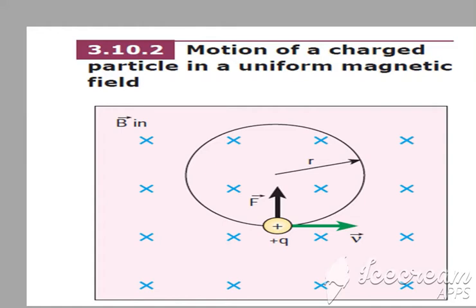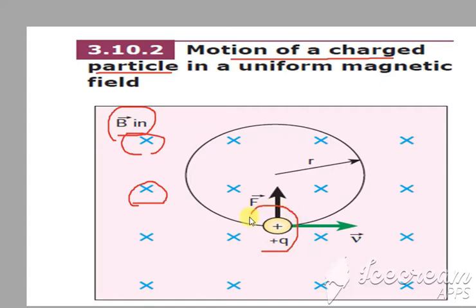Good morning, students. The next topic we are going to see is about the motion of a charged particle in a uniform magnetic field. So these are all the uniform magnetic field, and that magnetic field is denoted by B. In this, we are going to consider the charged particle. So the charged particle here we are considering as plus Q. If the charged particle is moving in the magnetic field, what happens?